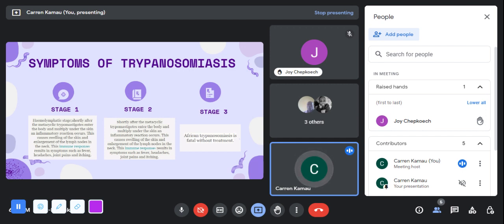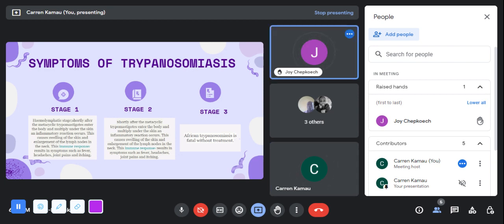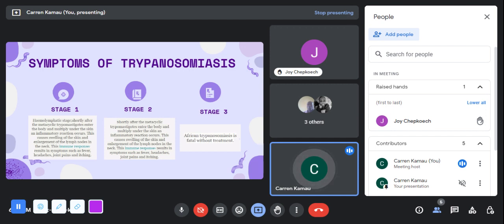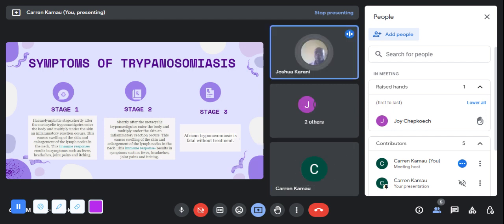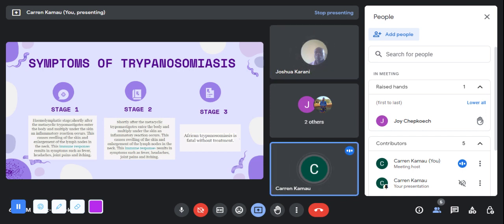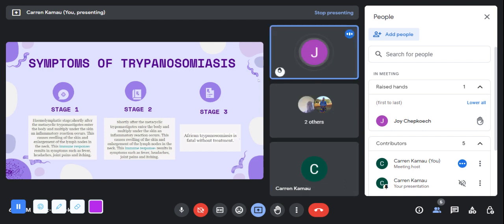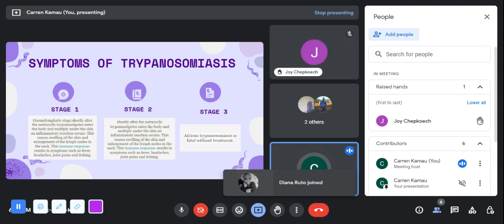This immune response results in what? Which immune responses do we know, class? Joy? Itching, yes, itching. Another immune response. Joshua? Headache. Yes. Another immune response. Dana? We have the joint pains. Yes, those are the immune responses after the inflammatory reaction.